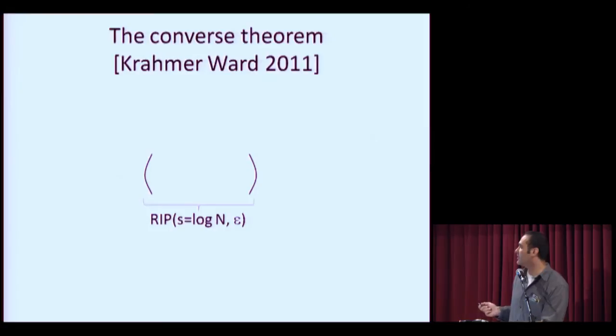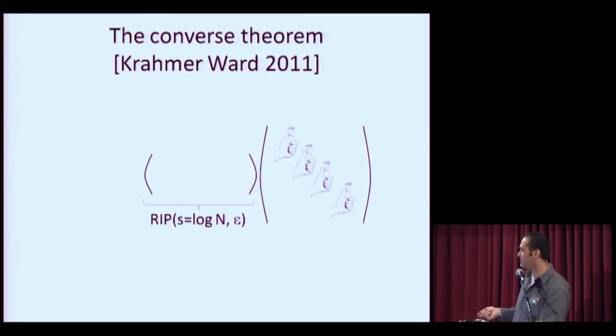But then came Krahmer and Ward, 2011, and they said, you know what, why don't we try to be more ambitious? We know that the JL to RIP direction is very easy. Let's try to prove a more general direction, a more general deduction from RIP to JL. Is it true that every RIP matrix, which just knows how to preserve sparse vectors, can be converted into a JL matrix, which can preserve any finite set of vectors? Okay, that seems like a more ambitious thing to do.